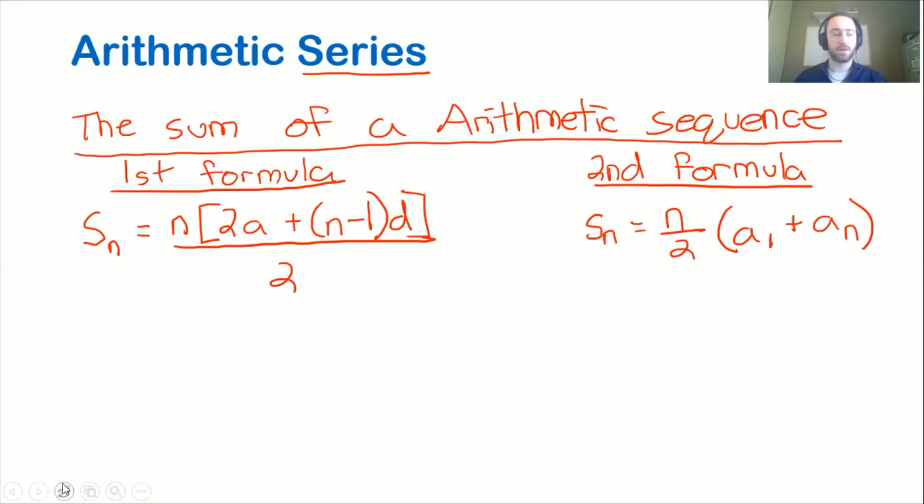Just looking at these formulas without any numbers, what are some differences? Obviously there are differences, or else they would just be one formula. For our first formula, what do we need to find the sum? We need our n, which is whatever term we're looking for. We need our a, which is our first term. Again, n is the term we're looking for, and d is our common difference.